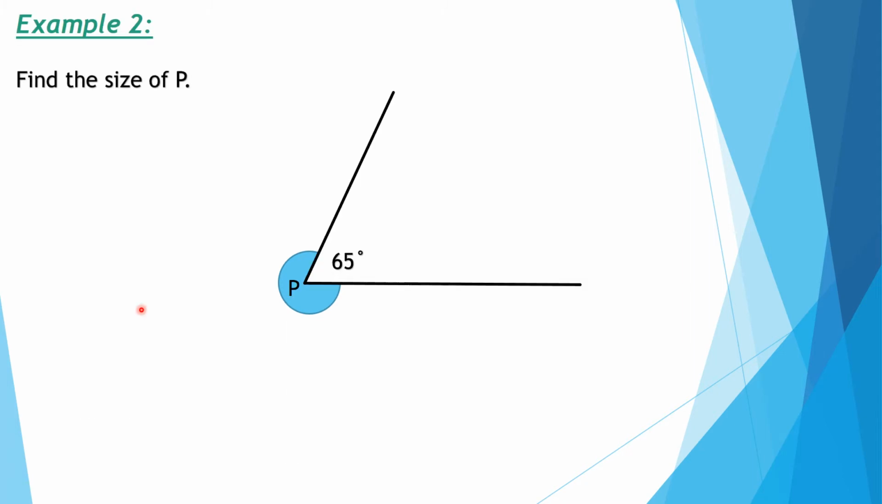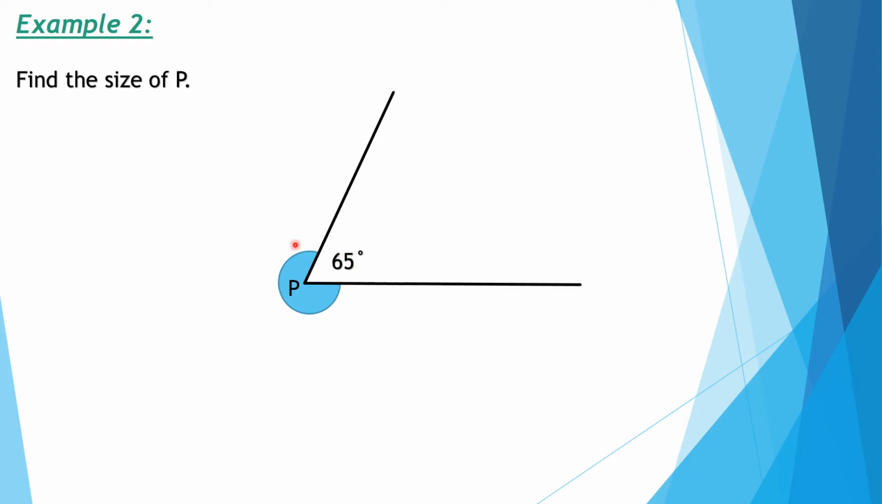Let's go to another example. Here, we are asked to find the size of P. P is the reflex angle. Then, do we want to find this acute angle? No, it's given in the question. The acute angle given is 65 degrees.